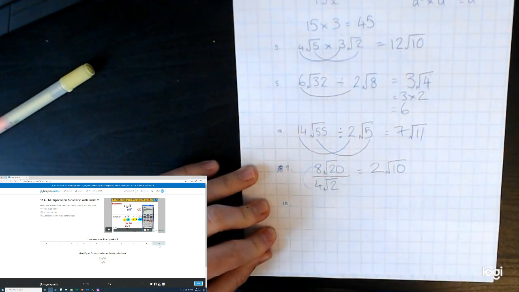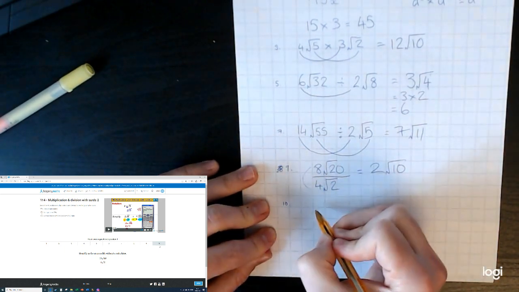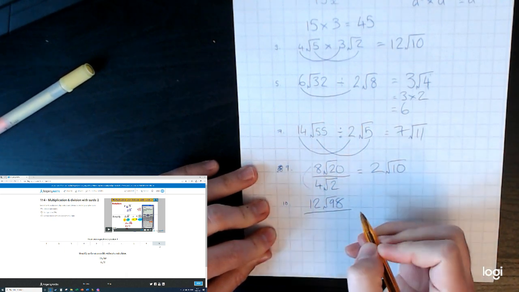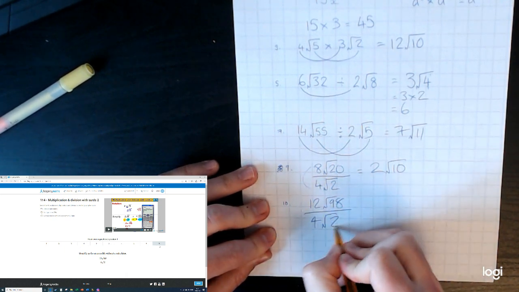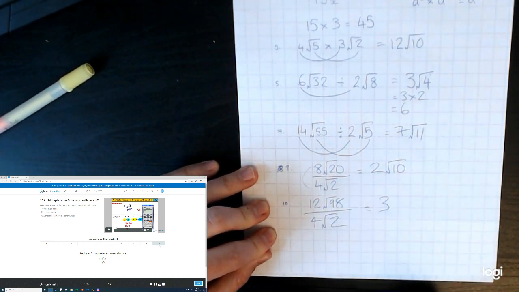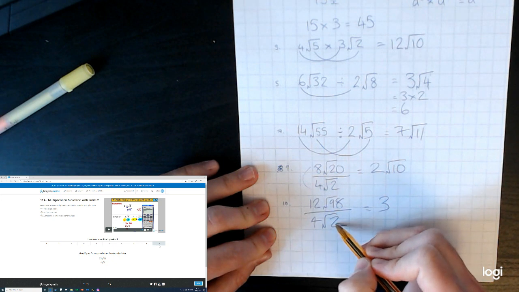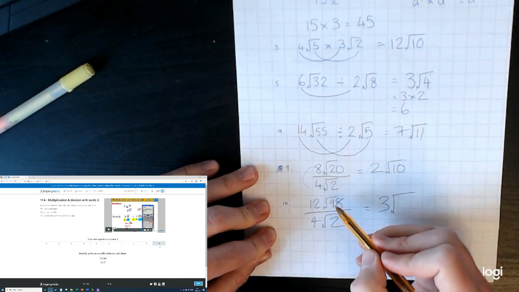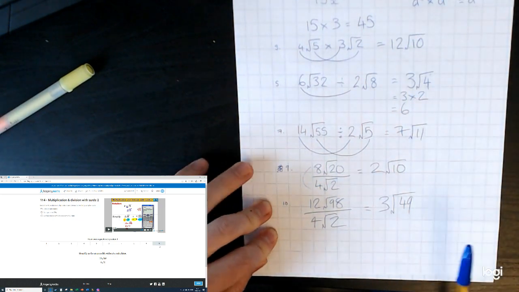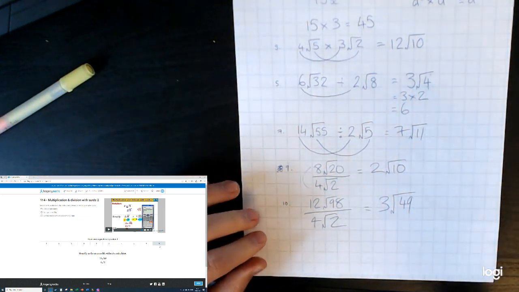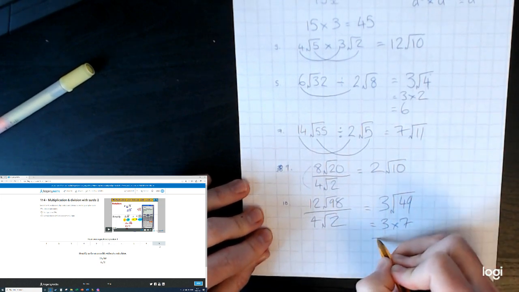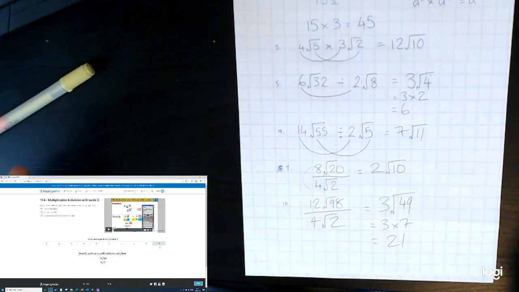This is the style that you should get as the last question on this video. 12 root 98 over 4 root 2. Do your coefficient first. 12 divided by 4 is 3. Root 98 divided by root 2, so it's going to be a root. 98 divided by 2 is 49. Straight away I'm looking at the top of my sheet, which I'm aware is cut off of the screen right now. Root 49 is 7, so that's 3 times 7, so 21, and that's all it is.